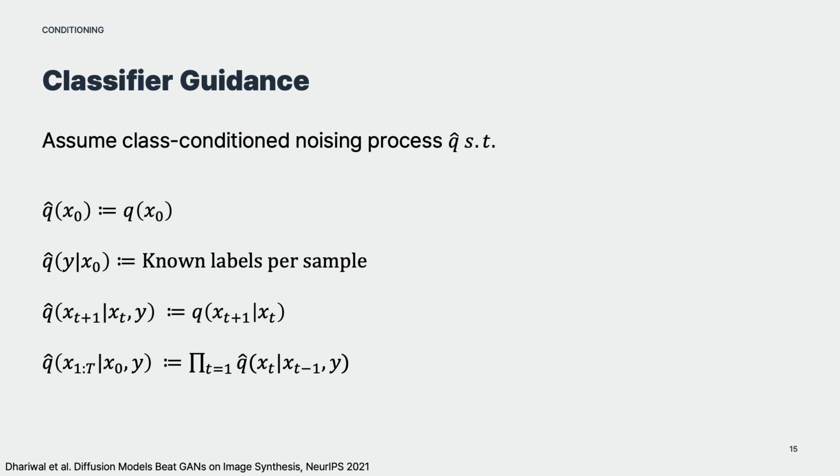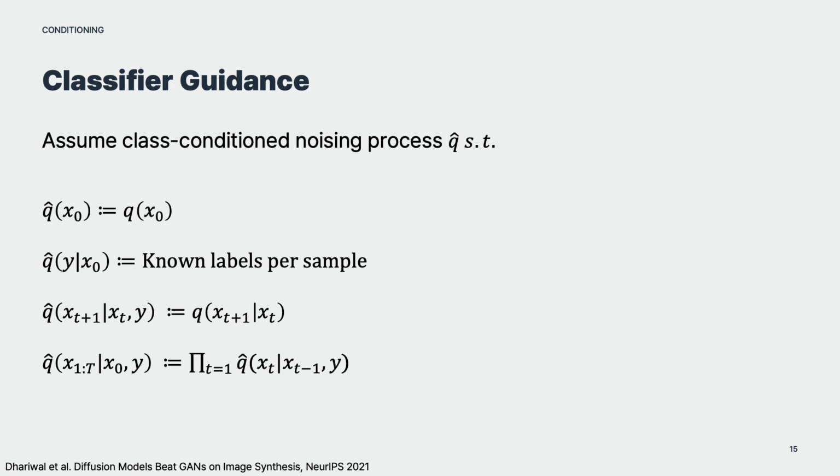Now let's assume that q hat, the class conditional forward process, satisfies the following four properties. First, the marginal distribution over the original image is the same as in the unconditional case. So q hat of x0 is equal to q of x0. Second, the distribution over the label y given x0 is known, since labels are provided in supervised settings.